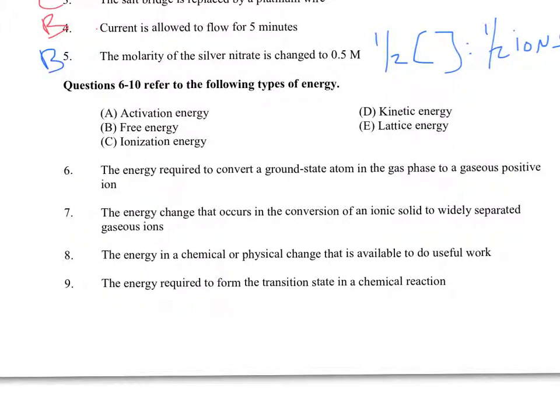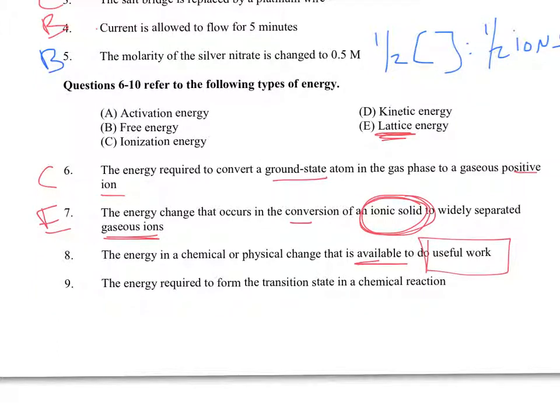The energy required to convert ground state to positive ion. What did we say that was? Yep, ionization energy. The energy change that occurs in the conversion of an ionic solid. Now, how are ionic solids set up? As a lattice, right? So it's taking an ionic solid and spreading it into a gas. So that is lattice energy. The energy in a chemical or physical change that is available to do useful work, well, that's free energy.